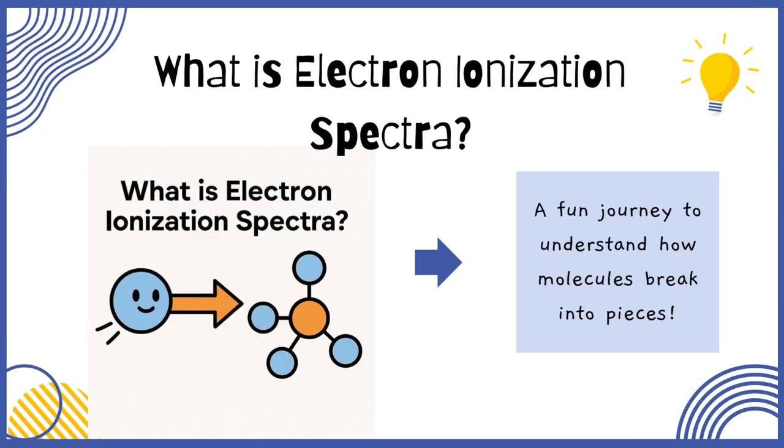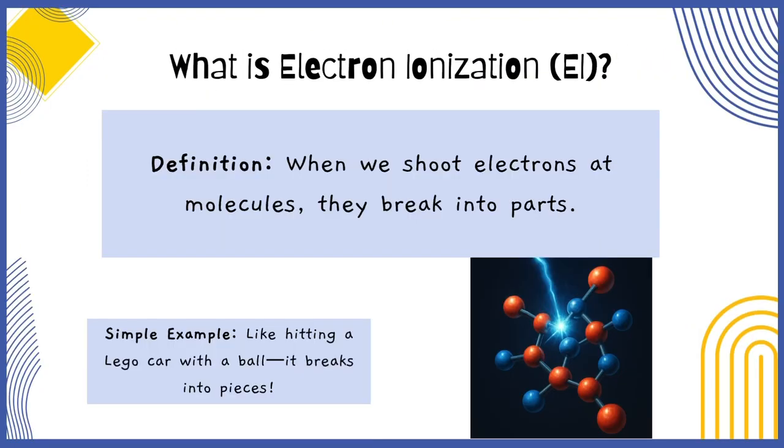So let's discuss what electron ionization spectra is. In this technique, it is a fun journey to understand how molecules break into pieces. Let's define the electron ionization technique. When we shoot electrons at a molecule, they break into parts. For example, if we hit a Lego car with a ball, it breaks into pieces.